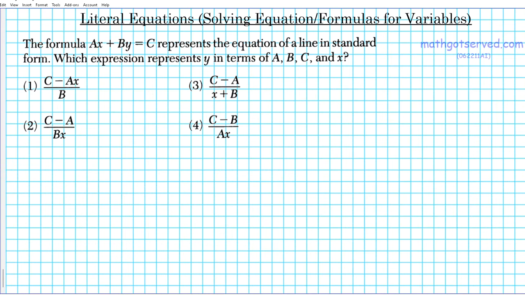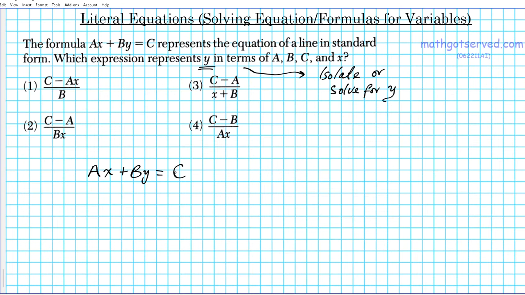Okay, so what we have here is a literal equation, namely the standard form of the equation of a line, ax plus by equals c. And the question said we have to write y in terms of the other variables. So what it's telling us to do, basically writing an expression for y in terms of a, b, c, and x, is to solve for y. Isolate y. That's another way to look at it. Isolate or solve for y.